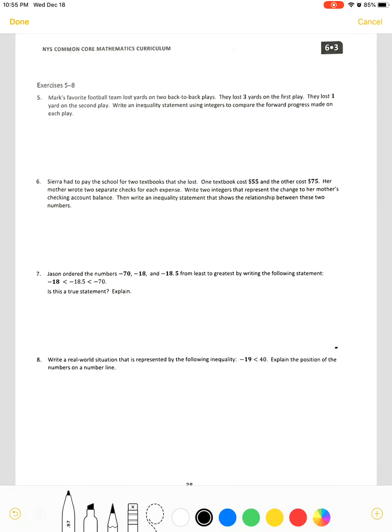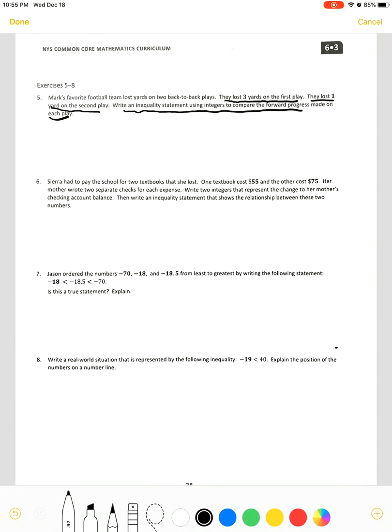All right, Mark's favorite football team lost yards on 2 back-to-back plays. They lost 3 yards on the first play. That's probably something worth underlining. They lost 3 yards on the first play. They lost 1 yard on the second play. Write an inequality statement using integers to compare the forward progress made on each play.